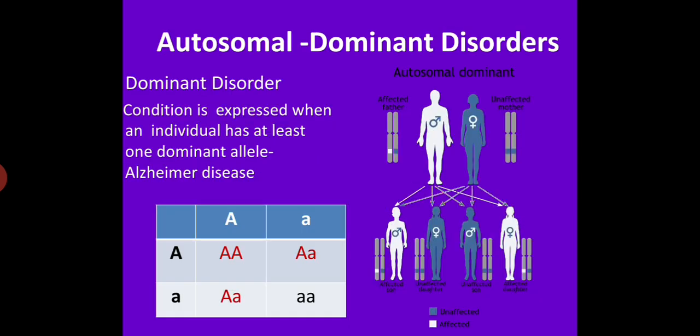Now we will go into autosomal dominant disorders. A dominant disorder is a condition that is expressed when an individual has at least one dominant, diseased allele. For example, Alzheimer's disease. Even in the heterozygous condition, the individual is affected.